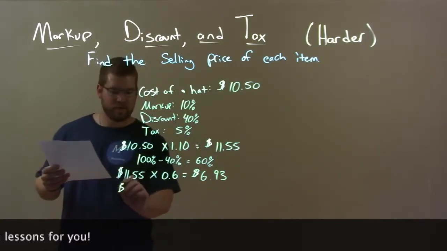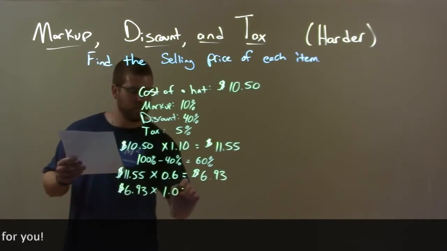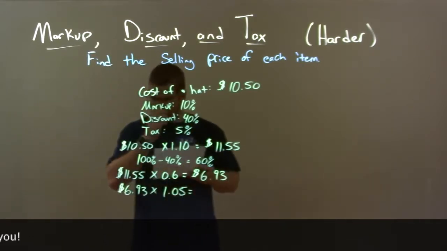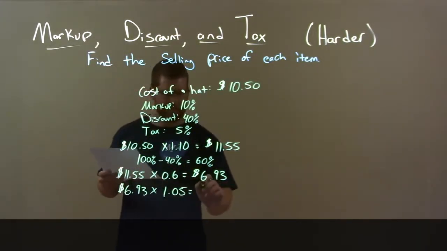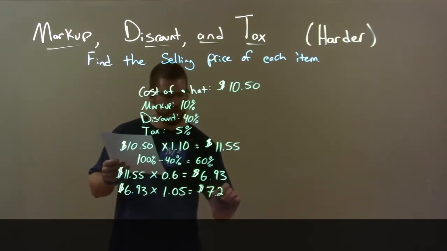Okay, now we apply the tax. Well, $6.93 times a 5% tax, or 1.05, gives us an after-tax price, with discount and markup, all that stuff together, of $7.28.